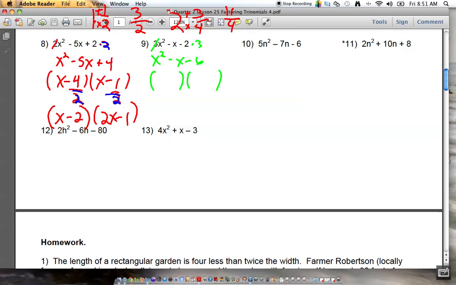X minus 3 and x plus 2. That's right. I want to multiply out to negative 6, add up to negative 1. So it's x minus 3 times x plus 2. Am I done? No. Since I multiplied by 3 here, what do I have to do now? Divide by 3. What's 3 divided by 3?